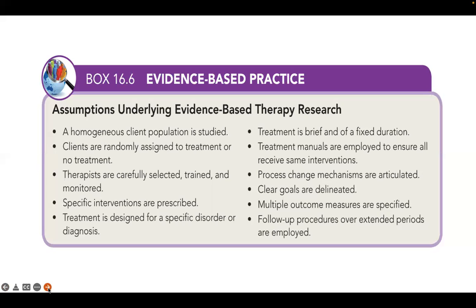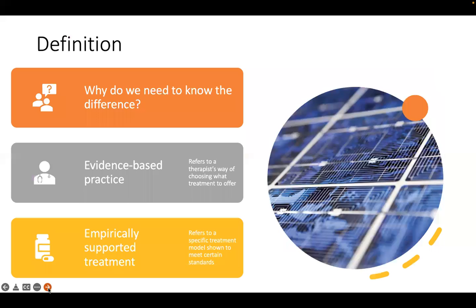So this is just the process of proving or investigating what you want to become an evidence-based practice. Essentially anything can become evidence-based. You just have to have the funding, the personnel, the buy-in, and the ability to test it. So the definition of evidence-based practice refers to the therapist's way of choosing what treatment to offer. And empirically supported treatment, very different, refers to a specific treatment model shown to meet certain standards.